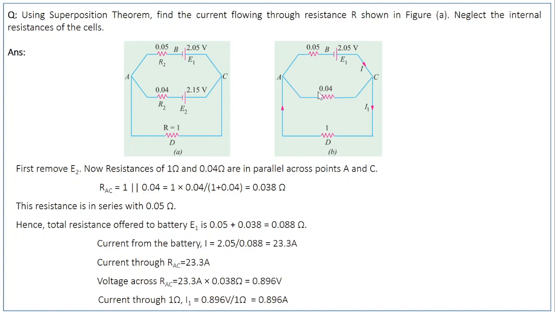Now RAC is in series with R1. Right? So 0.038 is in series with 0.05 ohm. The total resistance experienced by the battery E1 is nothing but 0.05 plus 0.038, which is 0.088 ohm. So you have 2.05 volt connected in series with the net resistance 0.088 ohm. The total current drawn from the battery is voltage 2.05 volt divided by total resistance 0.088 ohm, which is 23.3 ampere.